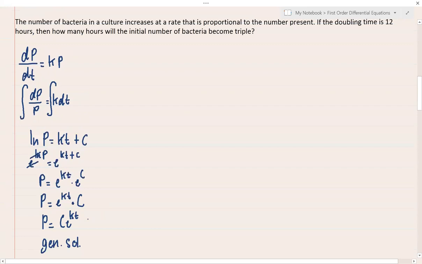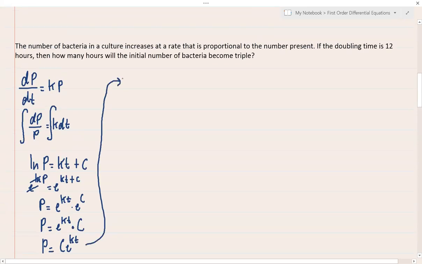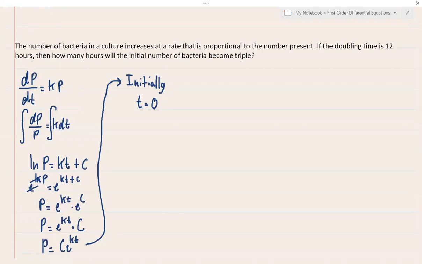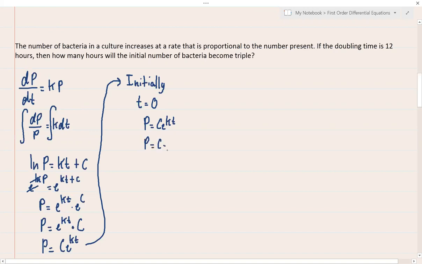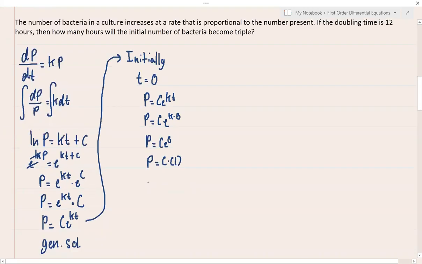Ngayon, punto tayo sa initial condition. Okay? So, initially, sinabi ko na to kanina, it means from the start. So, syempre, when we say initially, that means your t is equal to 0. Sa simula ka kasi nagsisimula. So, i-substitute natin siya rito sa formula nito. So, you have p is equal to c e raised to k times 0. So, k times 0 is 0. And remember, anything raised to 0 is 1. So, you have c times 1. So, c times 1 is c. So, your c is equal to p.